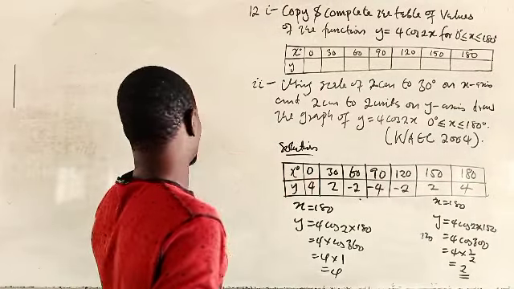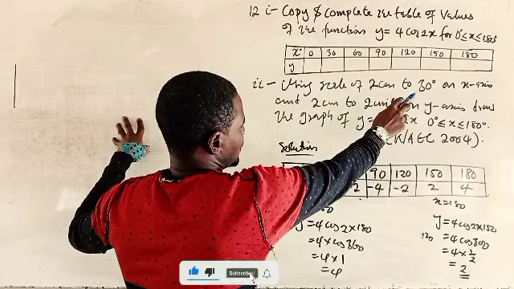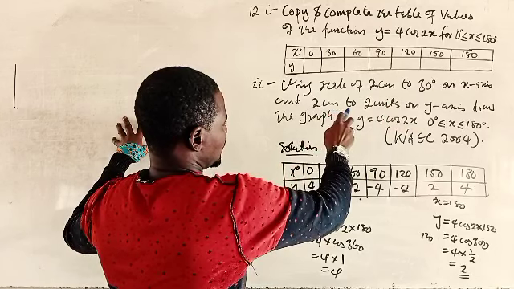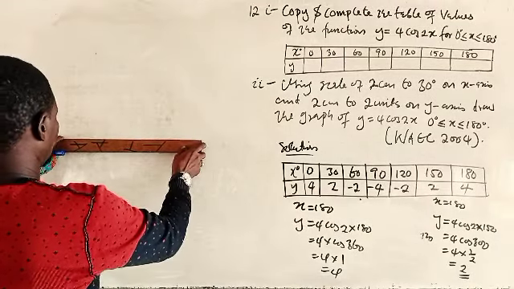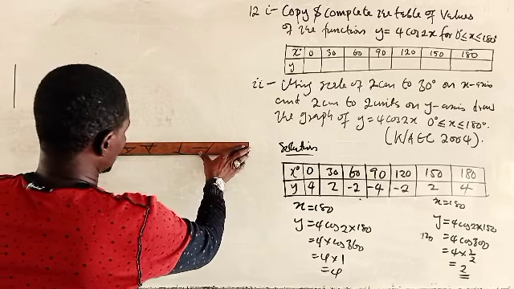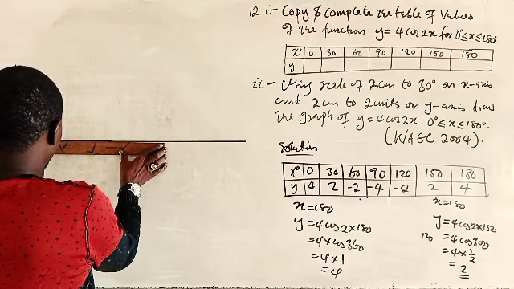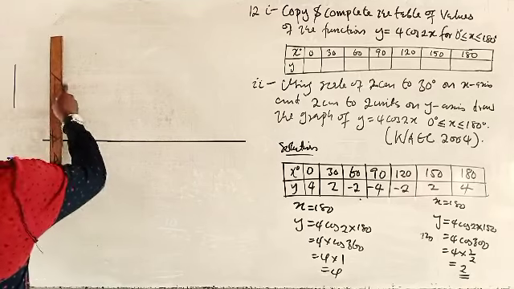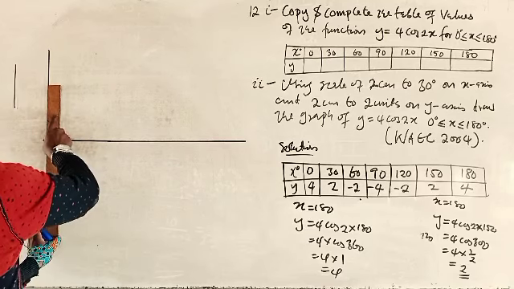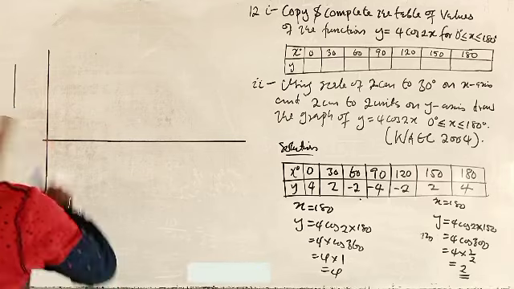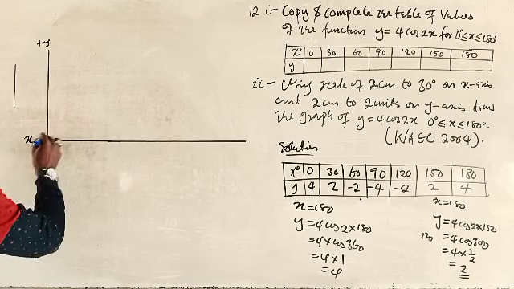Let's use these values to plot our graph around here. But remember, they said we should use 2 centimeters to 30 degrees on the x-axis, while 2 centimeters to 2 units on the y-axis. So let's see what's going to happen. Now we are to draw our x-axis this way. I just decided to do it this way because I think it's very favorable. Now let's draw our y-axis around here. Remember, this is positive y, this is negative y, and this is our x. This is our origin, which is 0, 0.